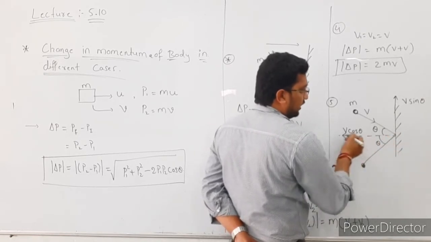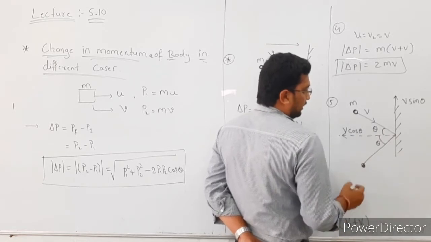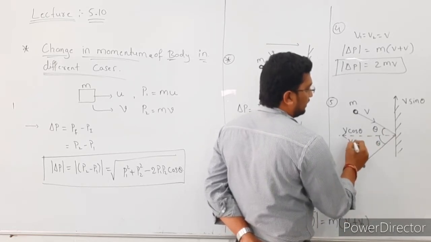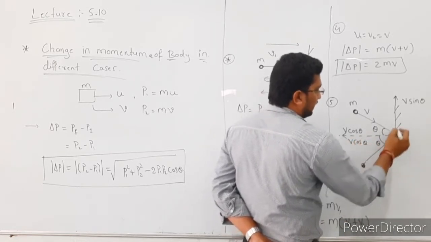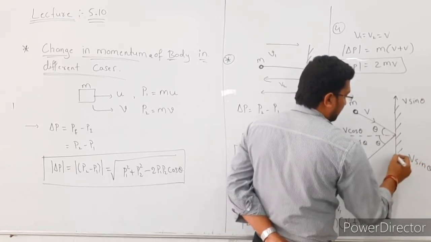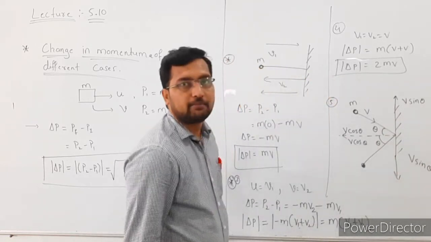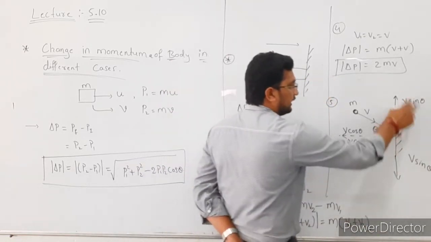See here again, after collision it makes an angle theta with respect to this normal. So this becomes the horizontal component and this becomes the vertical component here. The horizontal component value is v into cos theta, and the vertical component is v into sin theta. In this case, the magnitudes of these two components are the same, but both are in opposite directions, so they get cancelled.